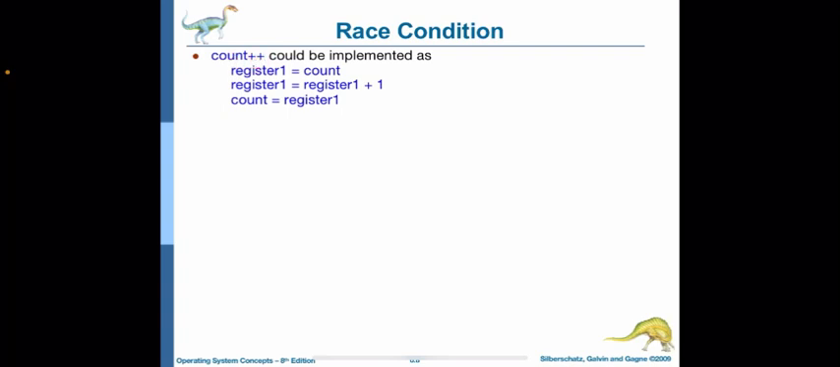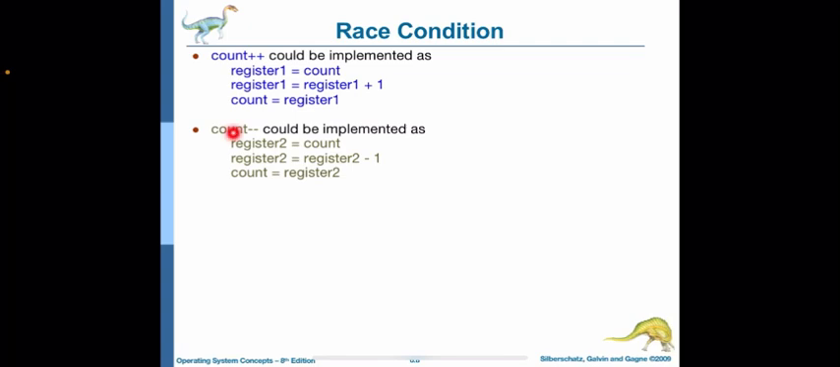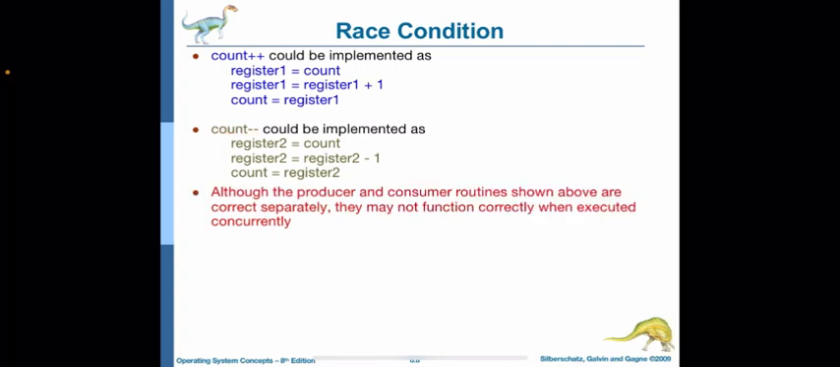Like that, in the case of the consumer also, if the consumer executes count minus minus, it cannot be executed in a single step, right? First, the value of count should be read into some other register, say register 2. Then decrement the value in register 2, and write that new value back into the count variable. These three instructions together accomplish count minus minus. Although the producer and consumer routines shown above are correct separately, they may not function correctly when executed concurrently.